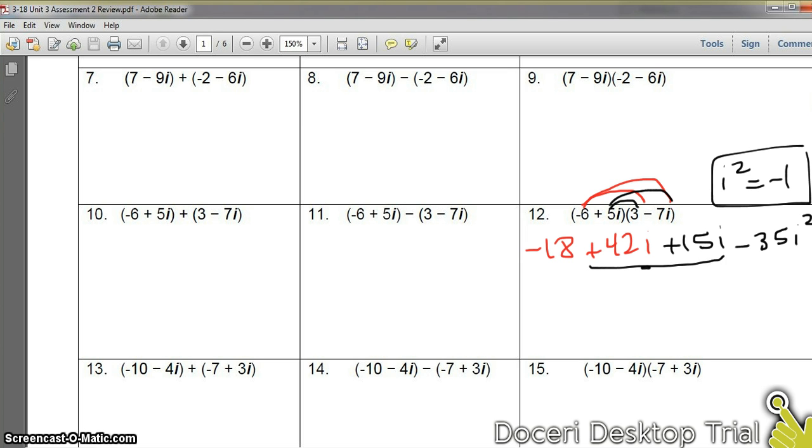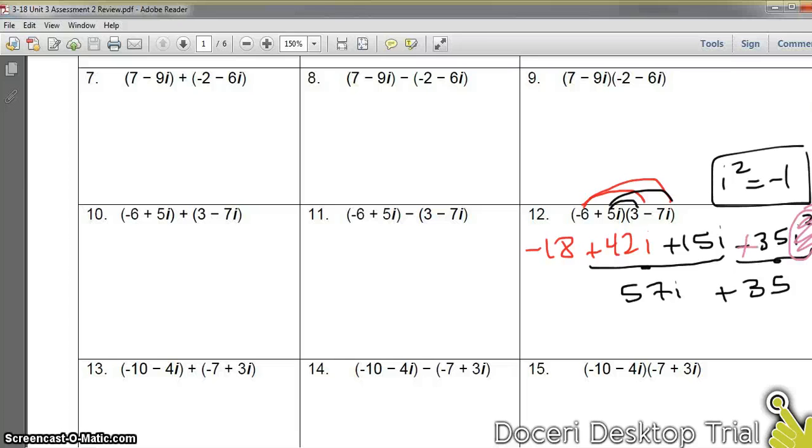So let me combine those in the middle. 42 plus 15 is going to be 57i. And this is going to be plus 35 because the i squared is a negative 1, and negative 1 times negative 35. So you just replace i squared by negative 1. You multiply it by negative 35, so it becomes positive 35.